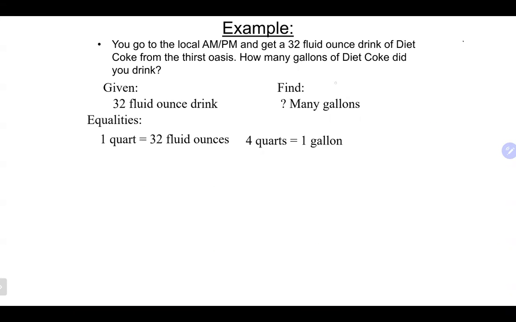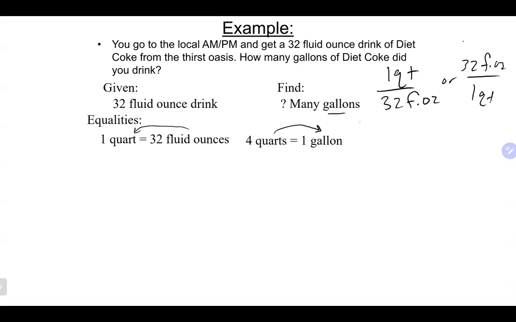We want to get to gallons. So again, you could look up on a conversion sheet or an equality chart there. And our pathway here is to go from fluid ounces to quarts and then quarts to gallons. These are our equalities. And again, as we talked about, from any equality, we could write two conversion factors. So for example, we could write 1 quart over 32 fluid ounces, or we could do 32 fluid ounces over 1 quart.